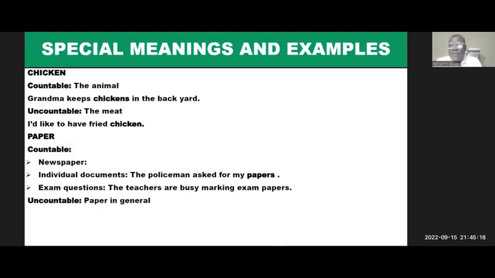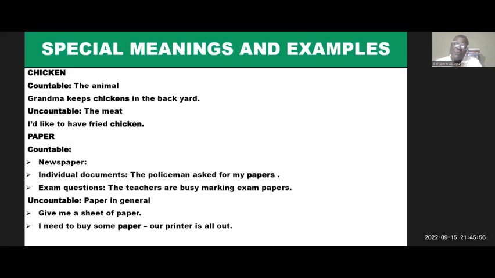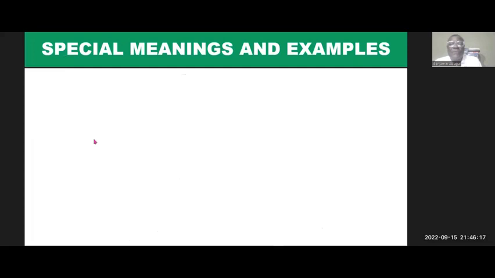Then it is uncountable when we are looking at paper in general. The material is uncountable. We can only use partitives when we talk about it. For example, give me a sheet of paper, but you cannot say give me a paper because you are referring to the material which cannot be counted. Another example is, I need to buy some paper. Our printer is all out. When you are looking at the paper you use in typing, then it is uncountable. But if you want to pluralize an uncountable noun, you need to use partitives. For example, give me a sheet of paper, or give me 2 sheets of paper. But you cannot say give me 2 papers or give me 1 paper, because you are referring to the material which is uncountable.